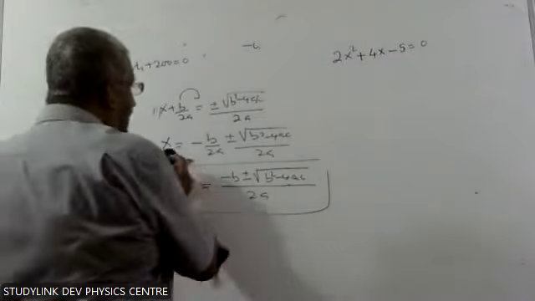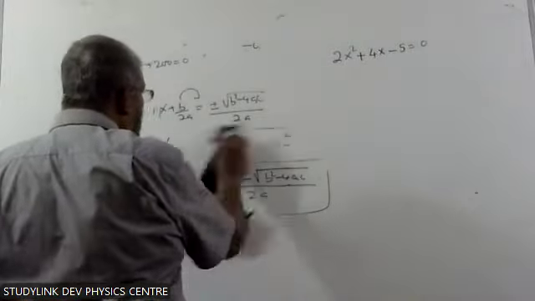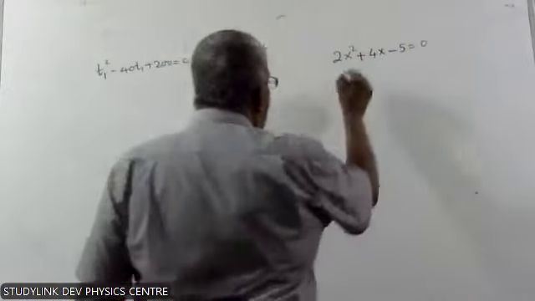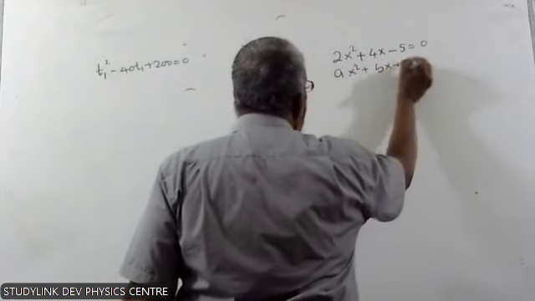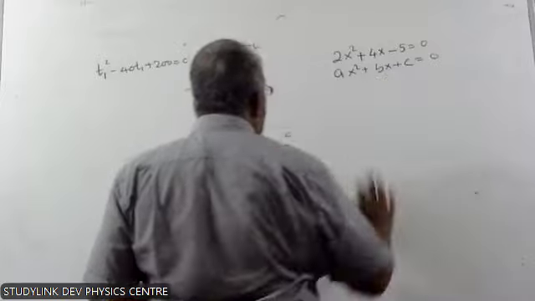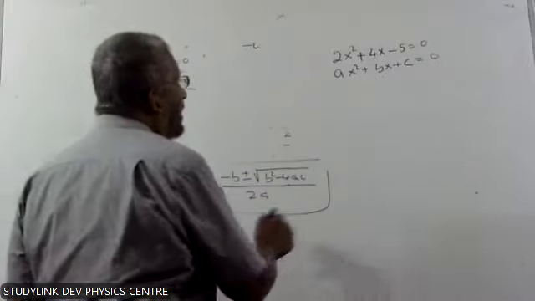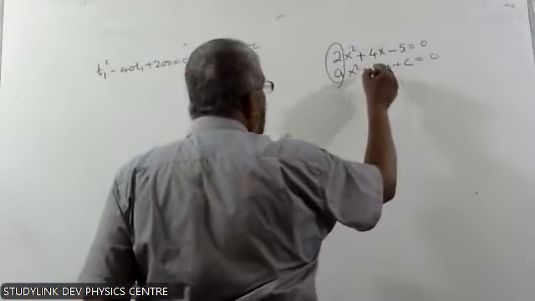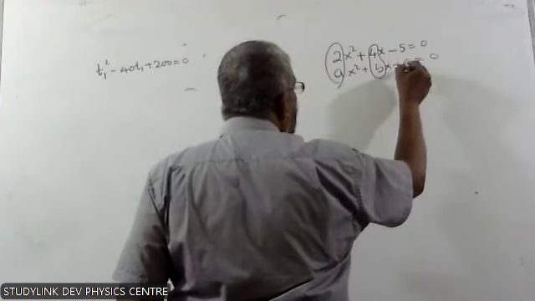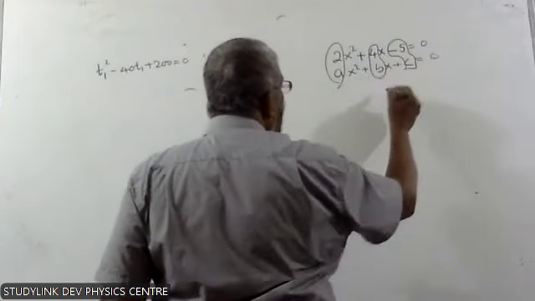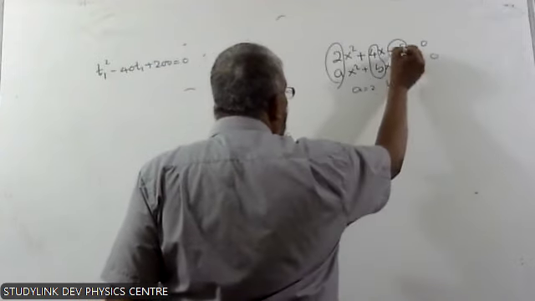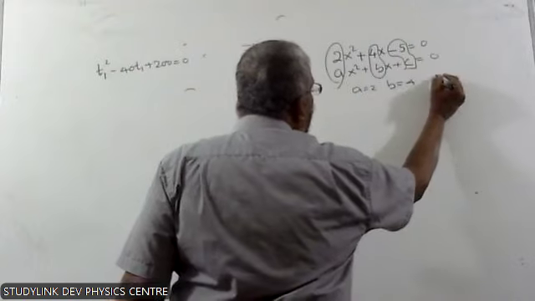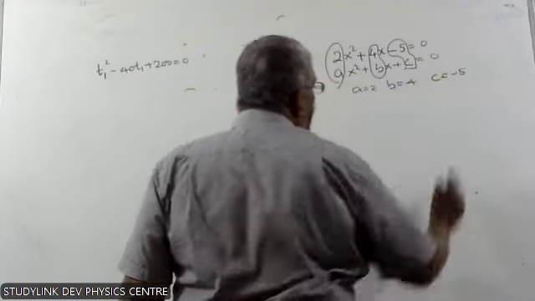Now, according to this, this is the equation we are using. Now, you write or you compare with this: ax squared plus bx plus c is equal to 0. This is the standard equation. So, a is this, b is this, c is this. Then a is equal to 2, b is equal to 4, c is minus 5.